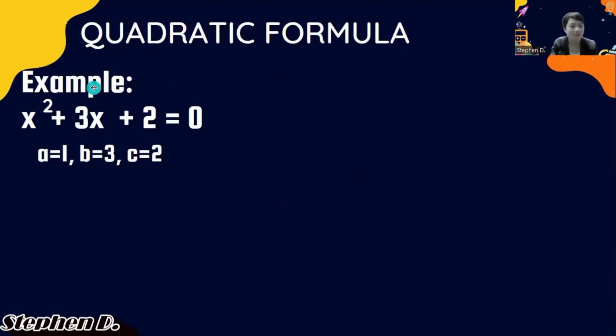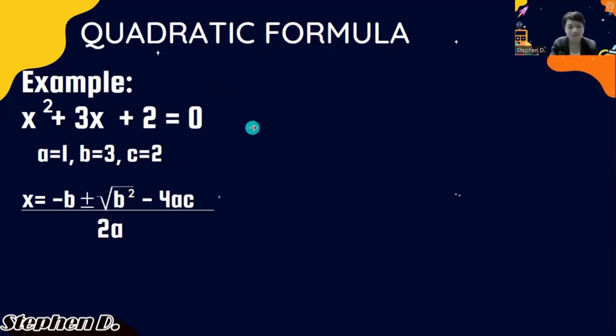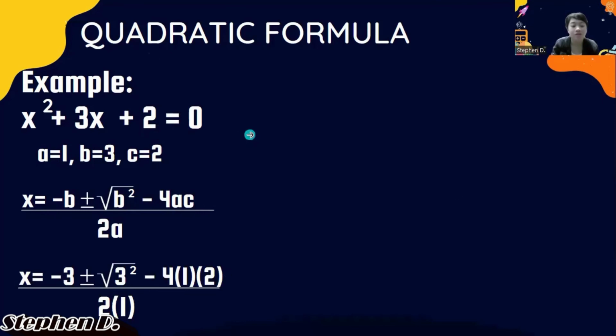So here's our example. x squared plus 3x plus 2 is equal to 0. So first we need to get a, b, and c. So our a is equal to 1, b is equal to 3, and c is equal to 2. So again, our formula, -b plus or minus the square root of b squared minus 4ac over 2a. So we substitute our values. So negative 3, since that's our b, negative b, so negative 3, plus or minus the square root of 3 squared minus 4 times 1 times 2, which is our c, over 2 times 1.